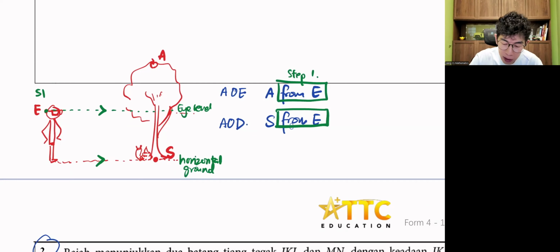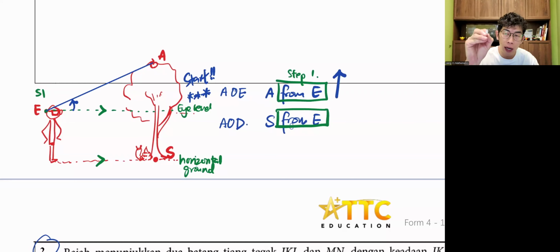Then the next thing will be, let's fit our angle of elevation. Maybe I use blue color. So they say A from E. So I go to E, I draw up to A, done. And you always start placing your angle using the eye level. This is where you start. So we go here and we draw upwards. Elevation means up. So you go to your eye level and you draw up. So this is the angle of elevation. Be careful on how you place the angle.